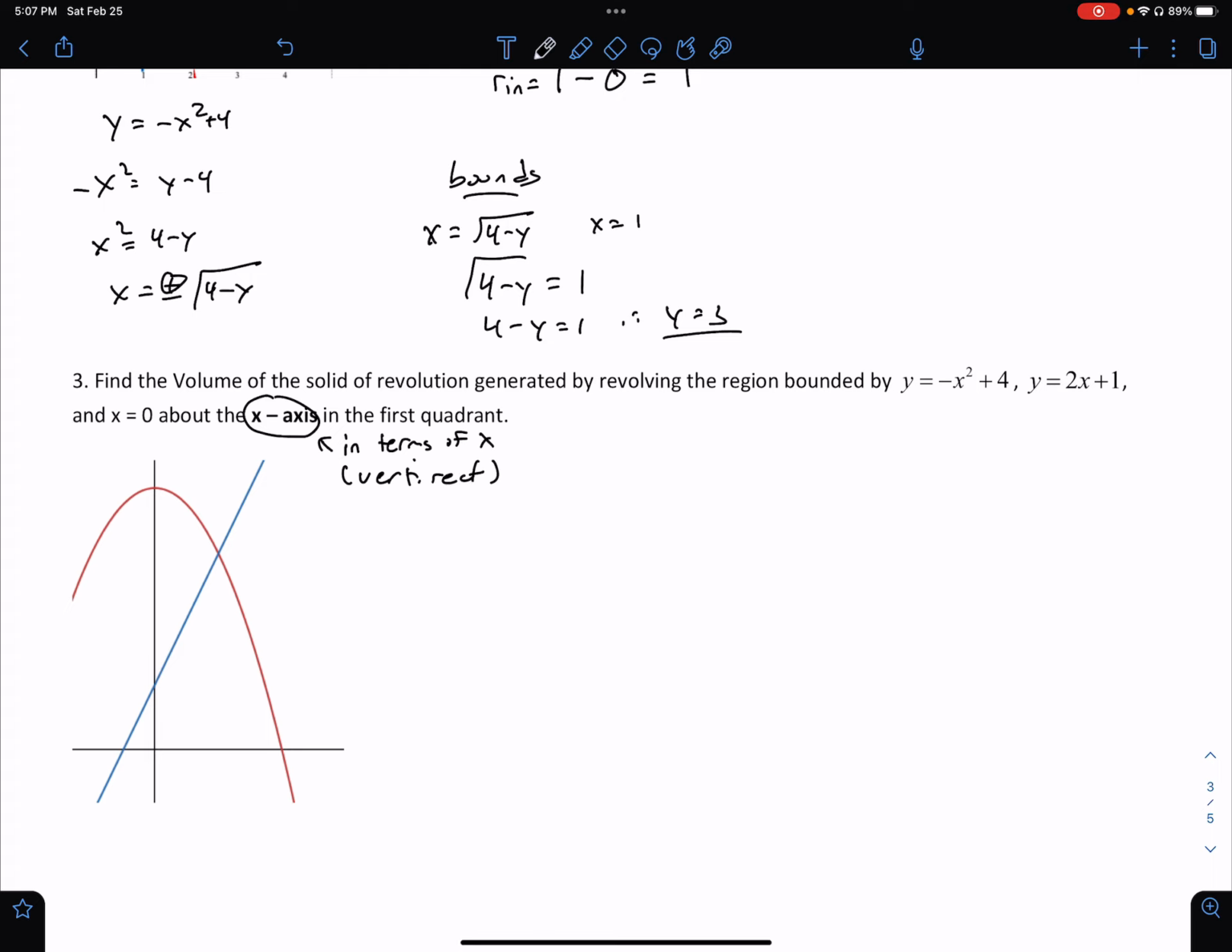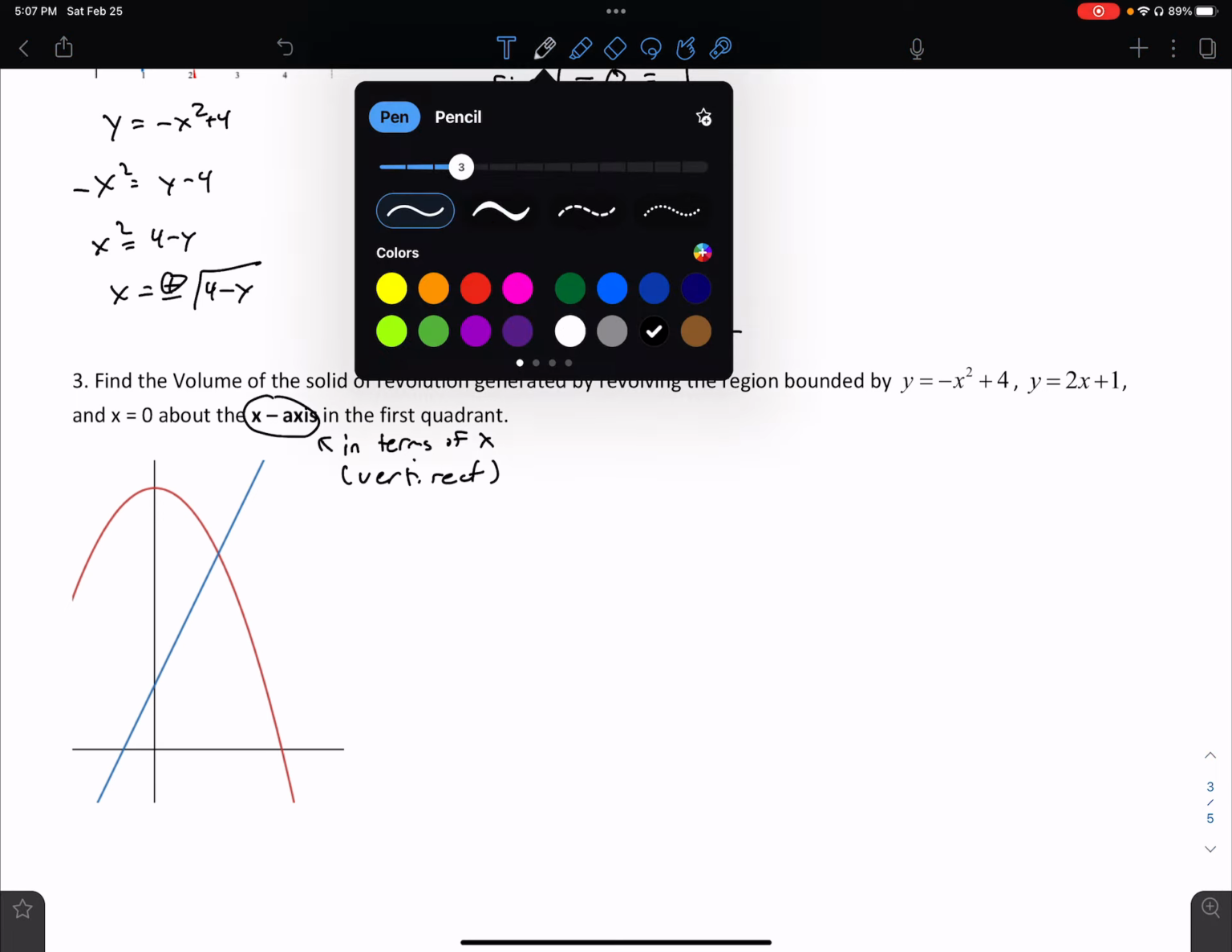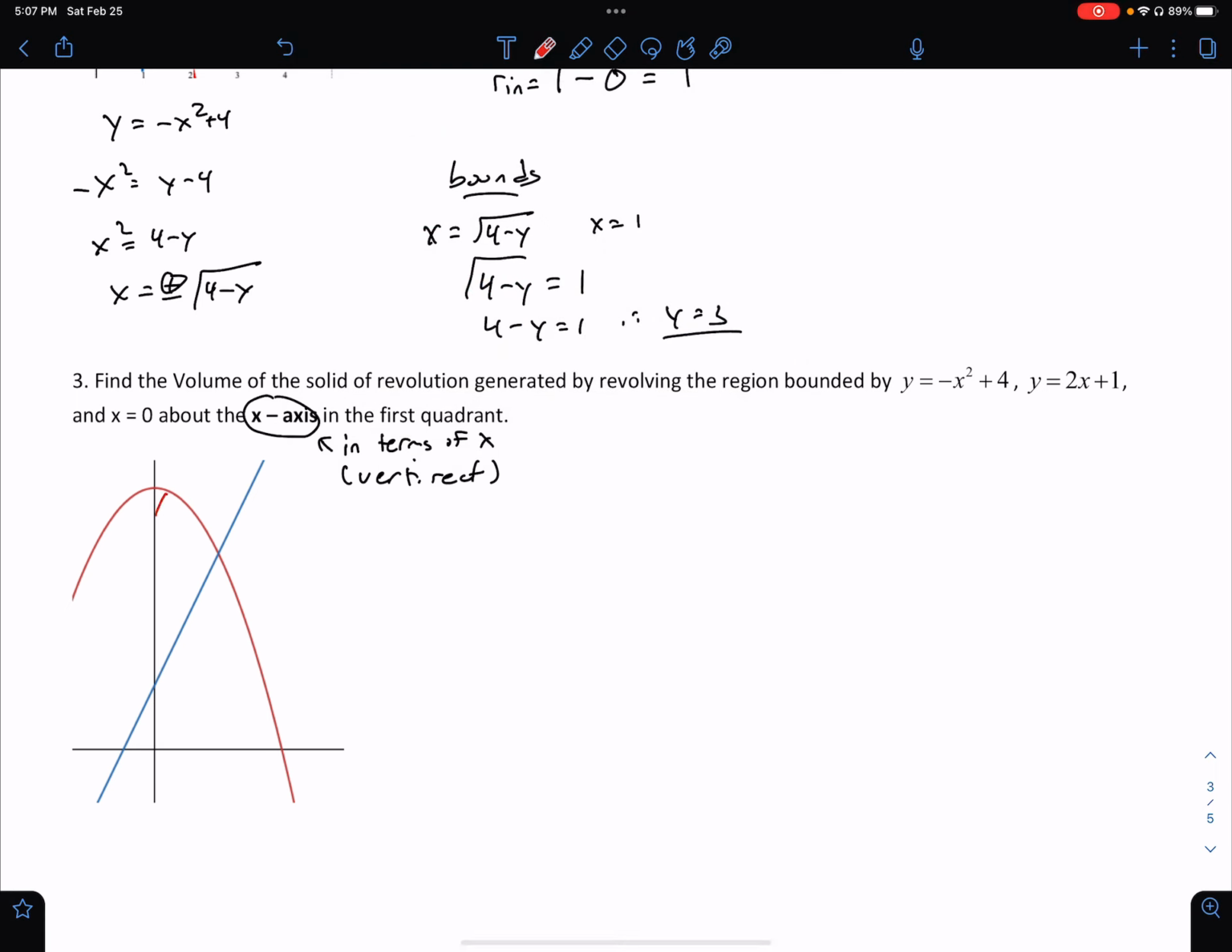All right, so let's go ahead and take a look. We're looking at the parabola y equals negative x squared plus 4. So that's this one right over here in red. The line y equals 2x plus 1, so there's our line. And x equals 0, which is the y-axis. So we're looking at the region that's bounded by all three of those, and that's this region in here. We're going to revolve this about the x-axis.